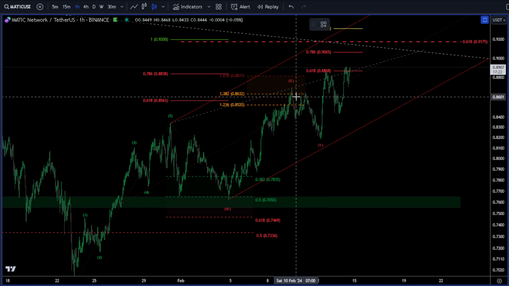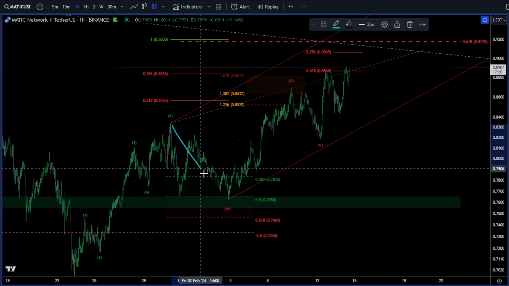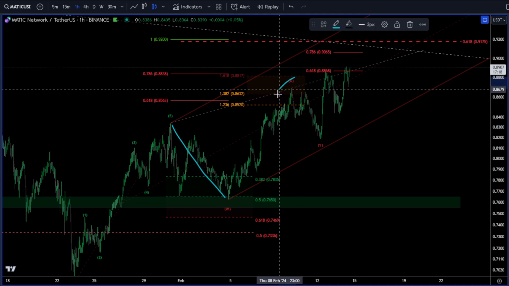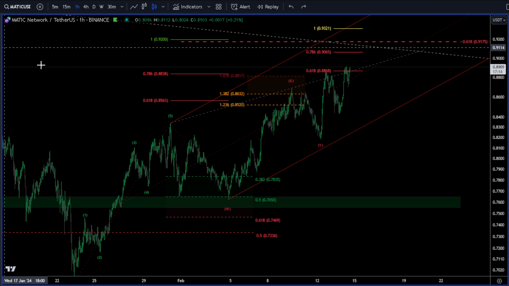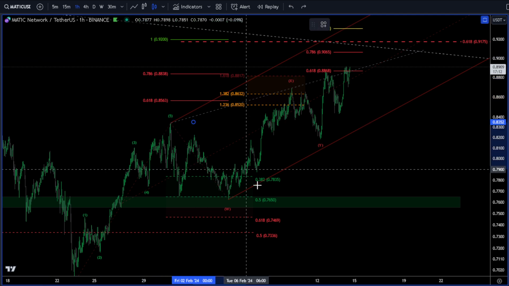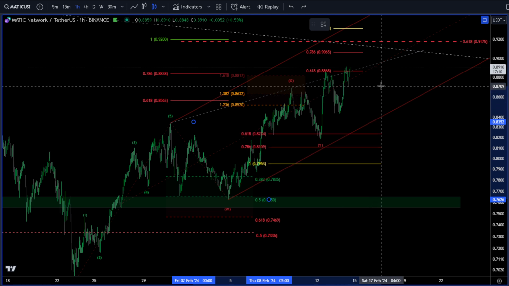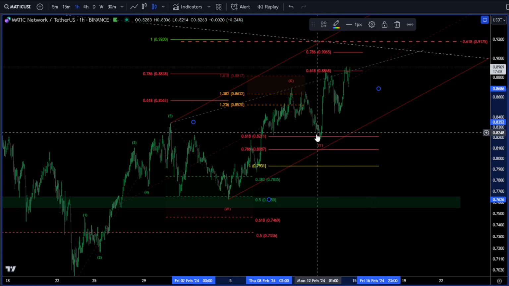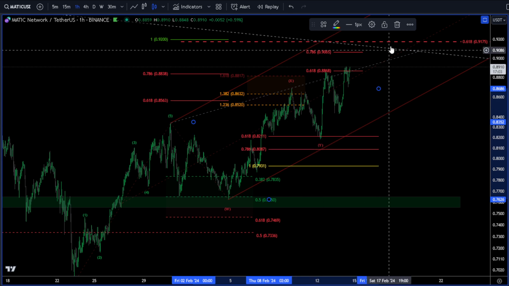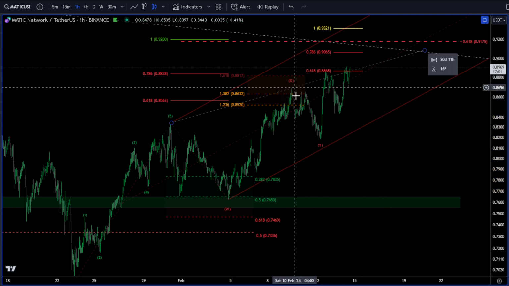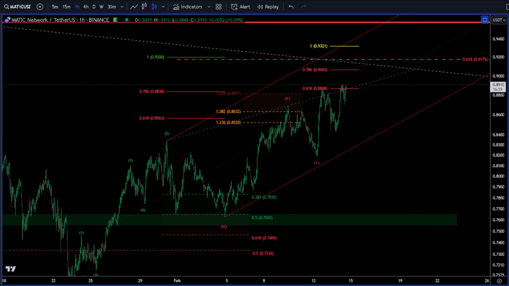We came just past our 1.382. We didn't make invalidation of this A wave. That's those extensions you can see in orange. And we did reach our minimum requirement to consider this a correction, which was the 618 extension of this W wave for our Y. So you can see we have technically reached the minimum requirements there.